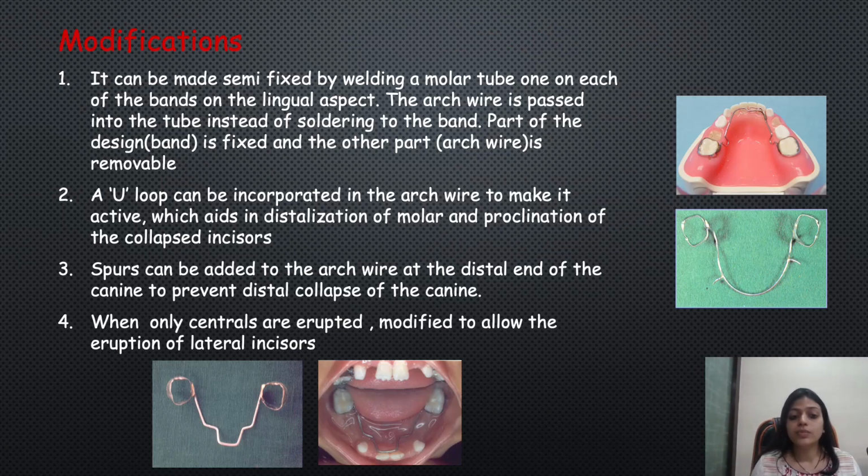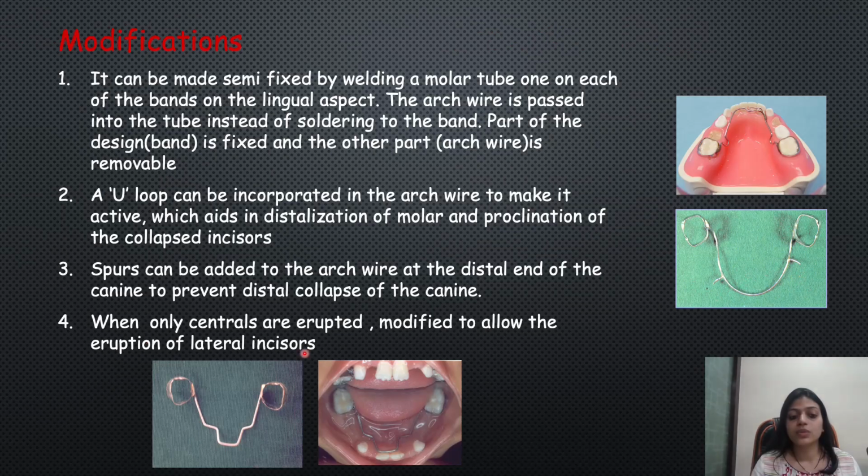Then a U-loop can be incorporated in the arch wire to make it active, okay, which aids in distalization of molars and proclination of collapsed incisors. So there it acts as a space regainer. Okay, then spurs can be added on the arch wire at the distal end of the canine to prevent the distal collapse of the canine. Like this, spurs can be added.